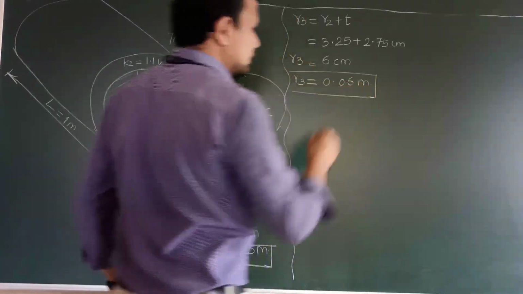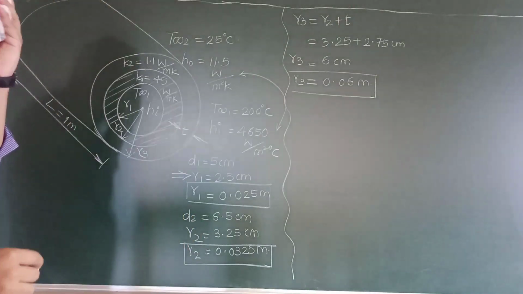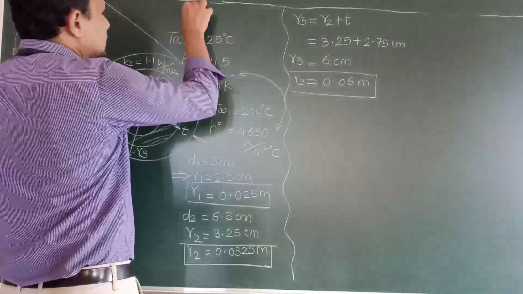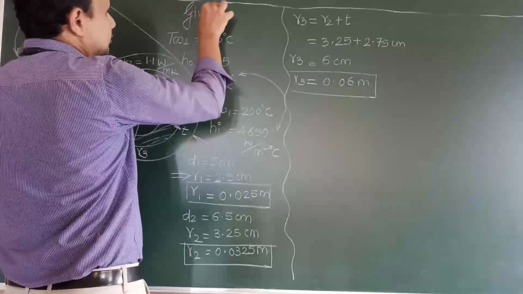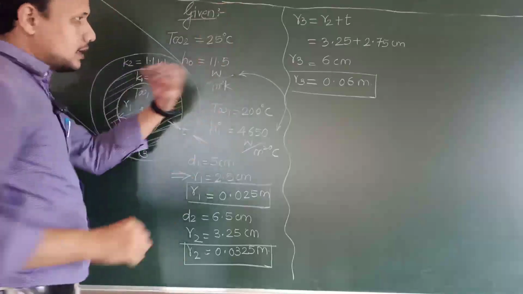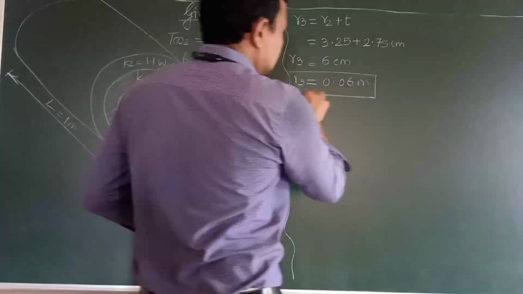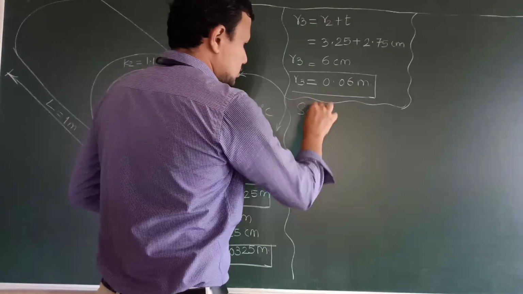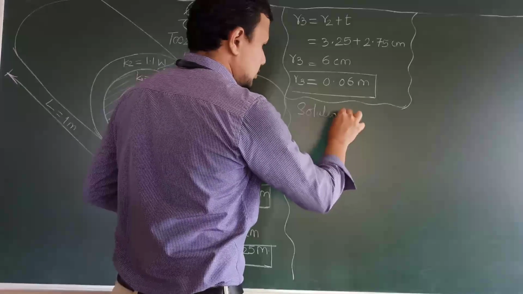So now we have all the necessary dimensions. We have all the necessary given data. In this way you have to sort out the data so that whenever you are solving the problem, you can pick up the quantities immediately. Now we will proceed towards the solution of the problem. So let us begin with the solution of the problem.